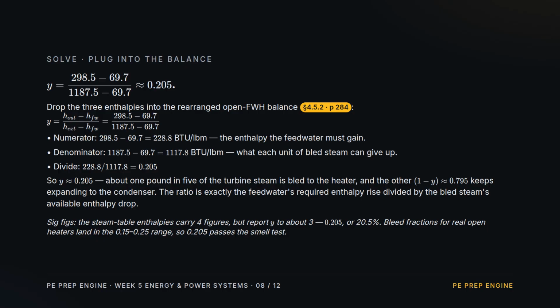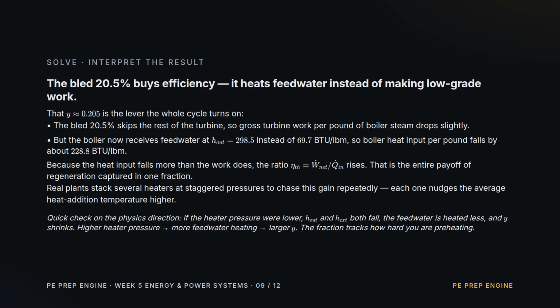So roughly 1 pound in 5 of the turbine steam is bled to the heater, and the rest keeps expanding to the condenser. Real open heater bleed fractions land between 15 and 25%. That bleed fraction is the lever the whole cycle turns on.